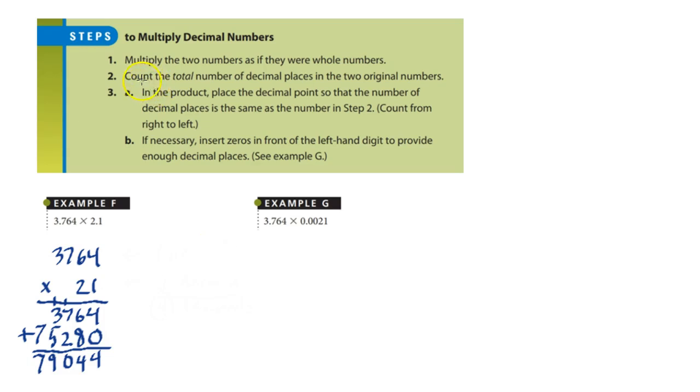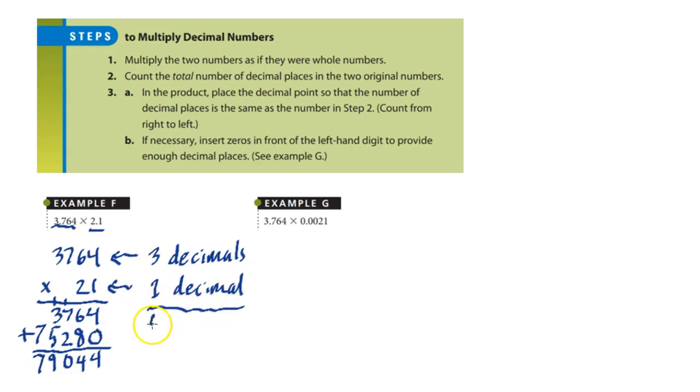So this is where step 2 comes into play. We count the total number of decimal places in the two original numbers. So in the first number, 3.764, there's 3 decimals. In the second number, there's 1 decimal. So in total, we have 4 decimals.